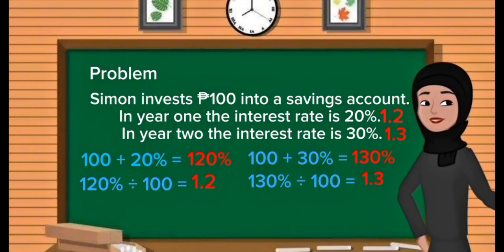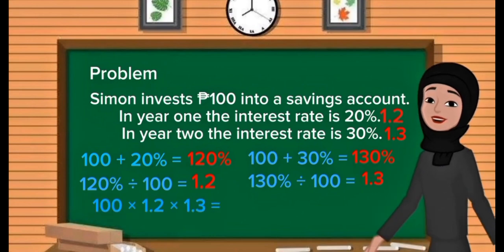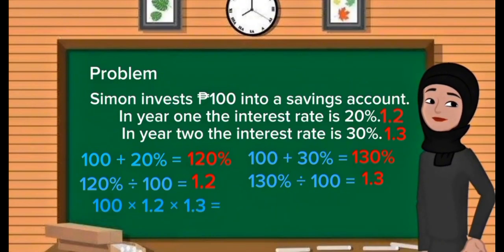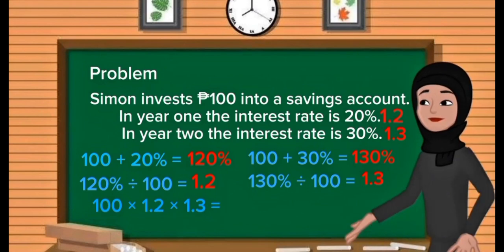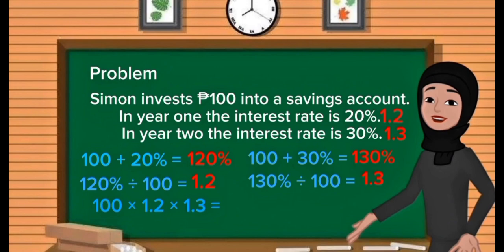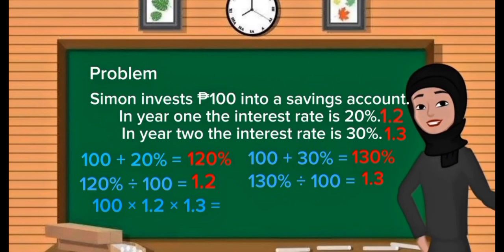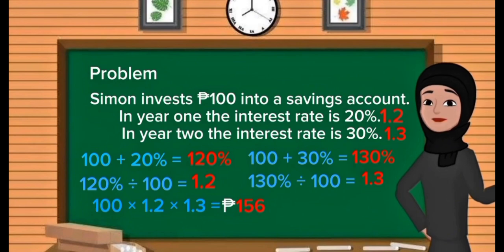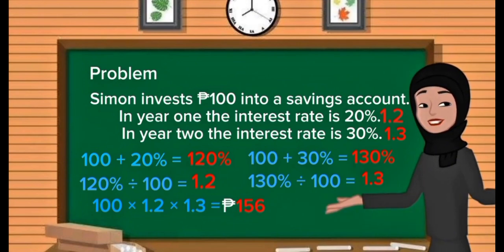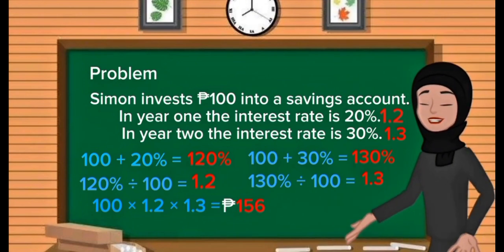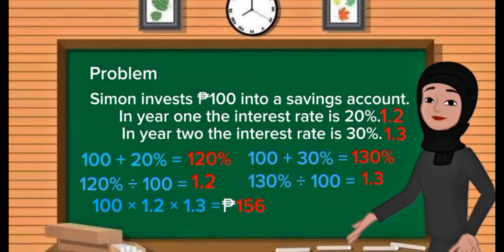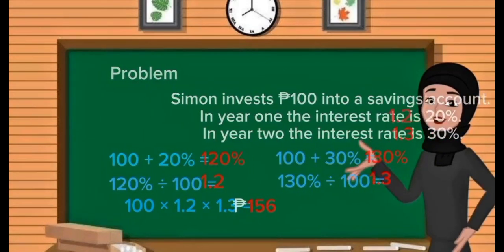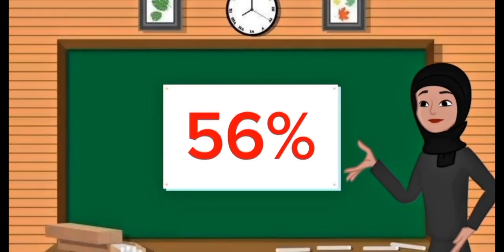For us to get the overall interest rate, we're going to multiply. So 100 pesos investment times 1.2 for the first year and times 1.3 for the second year. That gives us an overall amount of 156 pesos. So 100 pesos as the original amount gives you a 56% increase overall. So the answer is 56%.